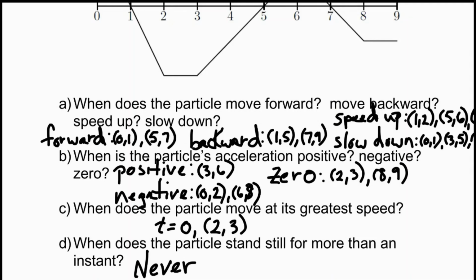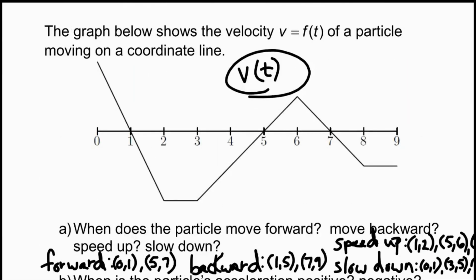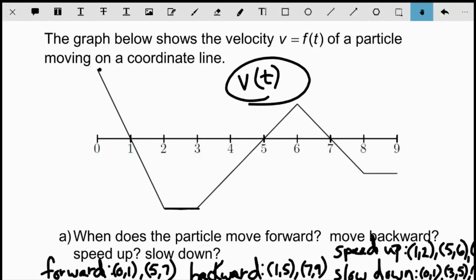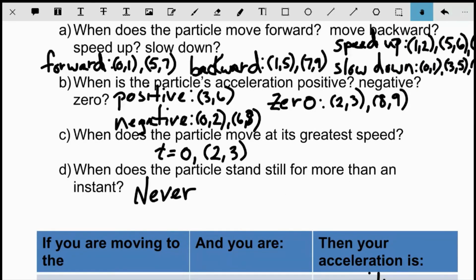C says, when does the particle move at its greatest speed? This is a little bit hard to answer because we don't have a y-axis or a vertical axis to really scale this off of. But if I look at this, I can kind of estimate it. Whether or not you want to include time as 0 is sort of debatable. But it seems like that point and this series of points down here look like they're about the same distance from 0. So what I said was time is 0 and time is from 2 to 3. If you included 0 or didn't include 0, it doesn't really make a difference. The question would have to make it really clear whether or not they wanted you to include 0.